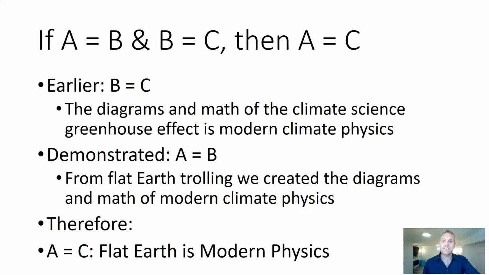Get around that. I'd like to see how you can get around that. How are you going to ignore that? A equals C. Flat earth is modern physics. From flat earth trolling, we created the diagrams and mathematics of modern climate physics. And B equals C. Those diagrams are modern climate physics. A equals C. Modern physics accepts and is flat earth. Flat earth is modern physics.